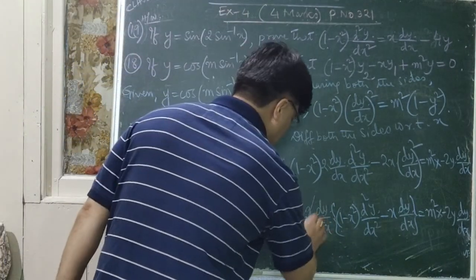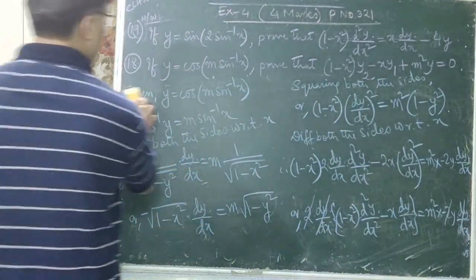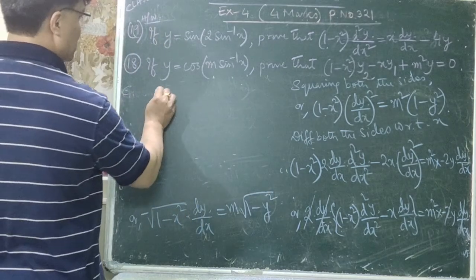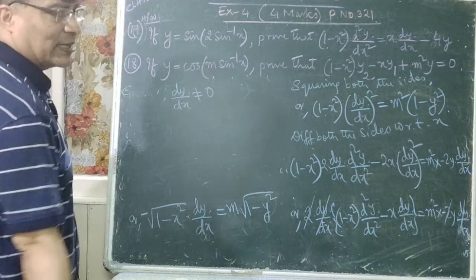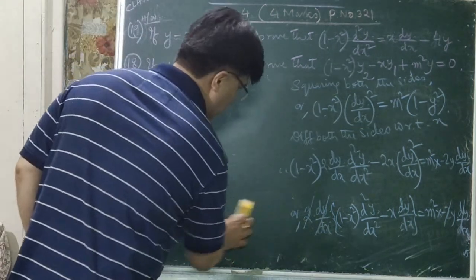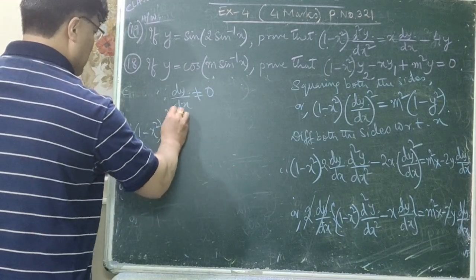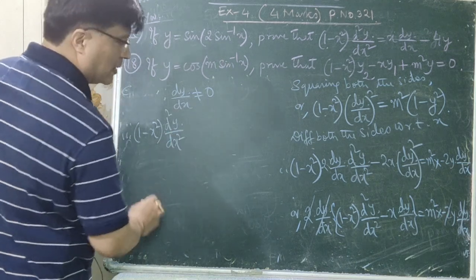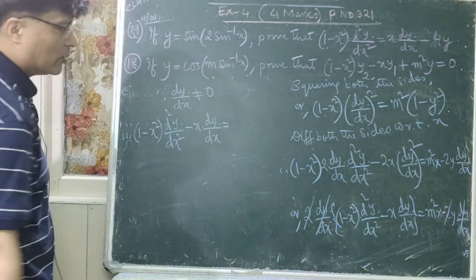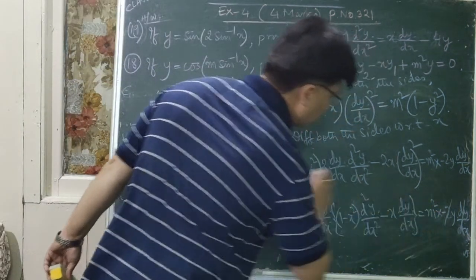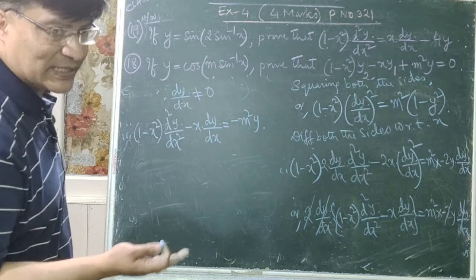So here you can cancel 2 dy by dx, and here also 2 dy by dx gets cancelled, as dy by dx is not equal to 0. That's why you can cancel dy by dx from both the sides. So now what are the remaining terms? 1 minus x square into d2y by dx square, right? Next, minus x dy by dx, which is equal to, on the right hand side, there is a minus sign, so it is minus m square y, and there 2 into dy by dx is cancelled.